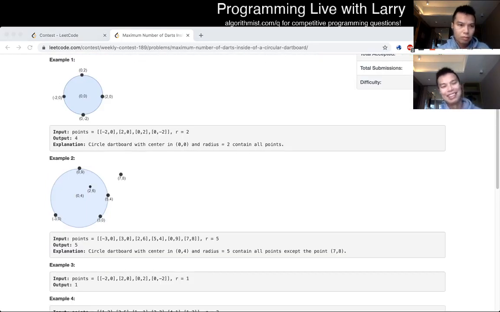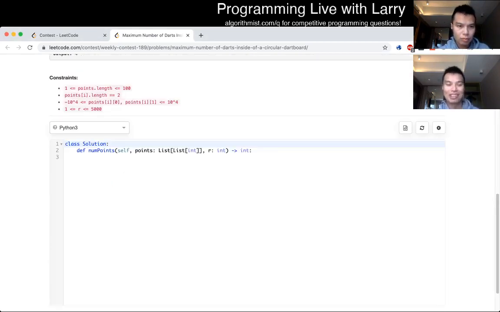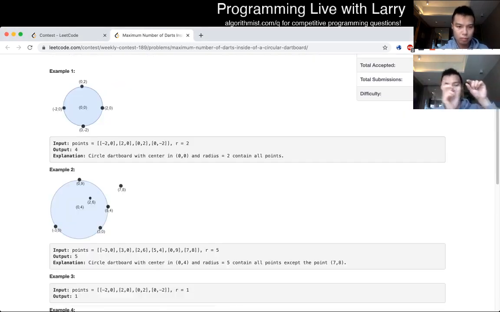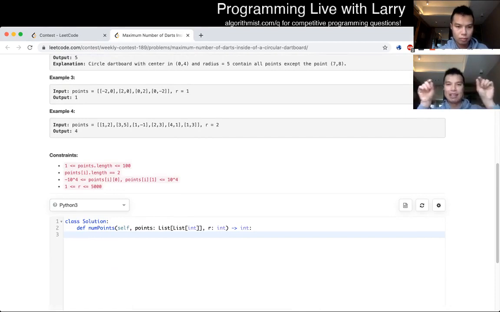A lot of times you're not going to see it on screen, but what I was doing was Googling the entire time about the formula. And what formula, you may ask? Well, for this one, I knew that there are only three places the center point can be, or I'm going to call them candidates. There are only three types of candidate points. One is each of the input points themselves. Two is, given 2 points, you use the midpoint and then draw a circle of radius R and see if all of them are inside.